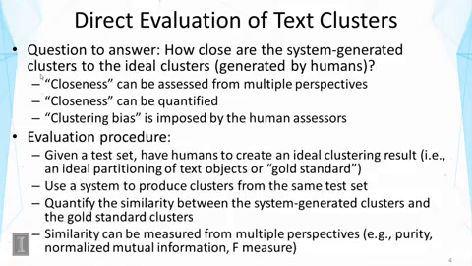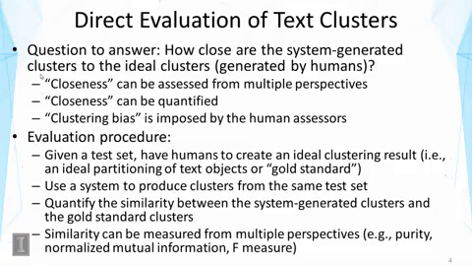Now, how do we do that exactly? Well, the general procedure would look like this. Given a test set, which consists of a lot of text objects, we can have humans create the ideal clustering result. That is, we're going to ask humans to partition the objects to create a gold standard. And they will use their judgments based on the need of a particular application to generate what they think are the best clustering results.